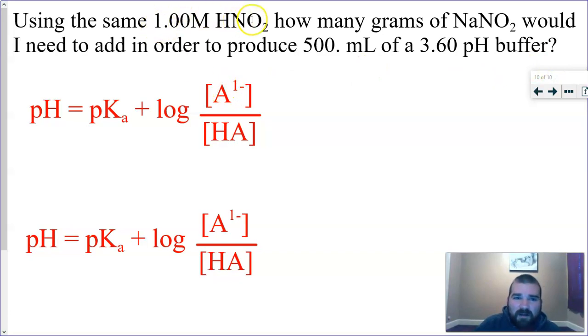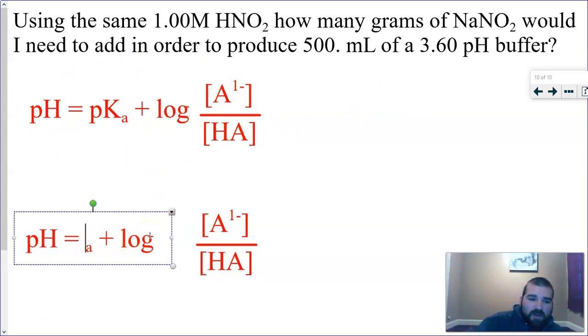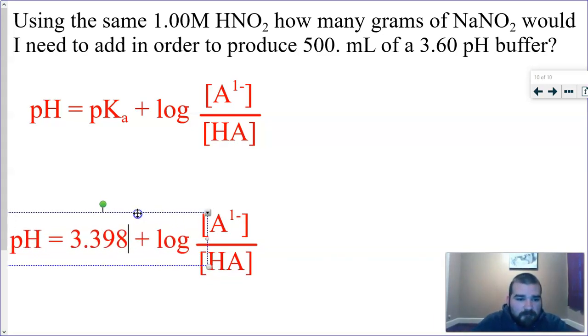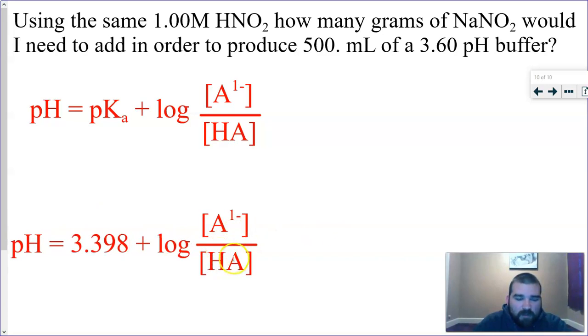But let's use that same molarity of nitrous acid, 1 molar, and we're asking how many grams of sodium nitrite do I need to add in order to produce 500 milliliters of a buffer with a pH of 3.60. We're going to use the Henderson-Hasselbalch equation right here, and let's set that up. My pKa from the previous problem was 3.398. My molarity of acid is given to us. We know the acid has a molarity of 1. And my molarity of base is something that we would need to figure out.